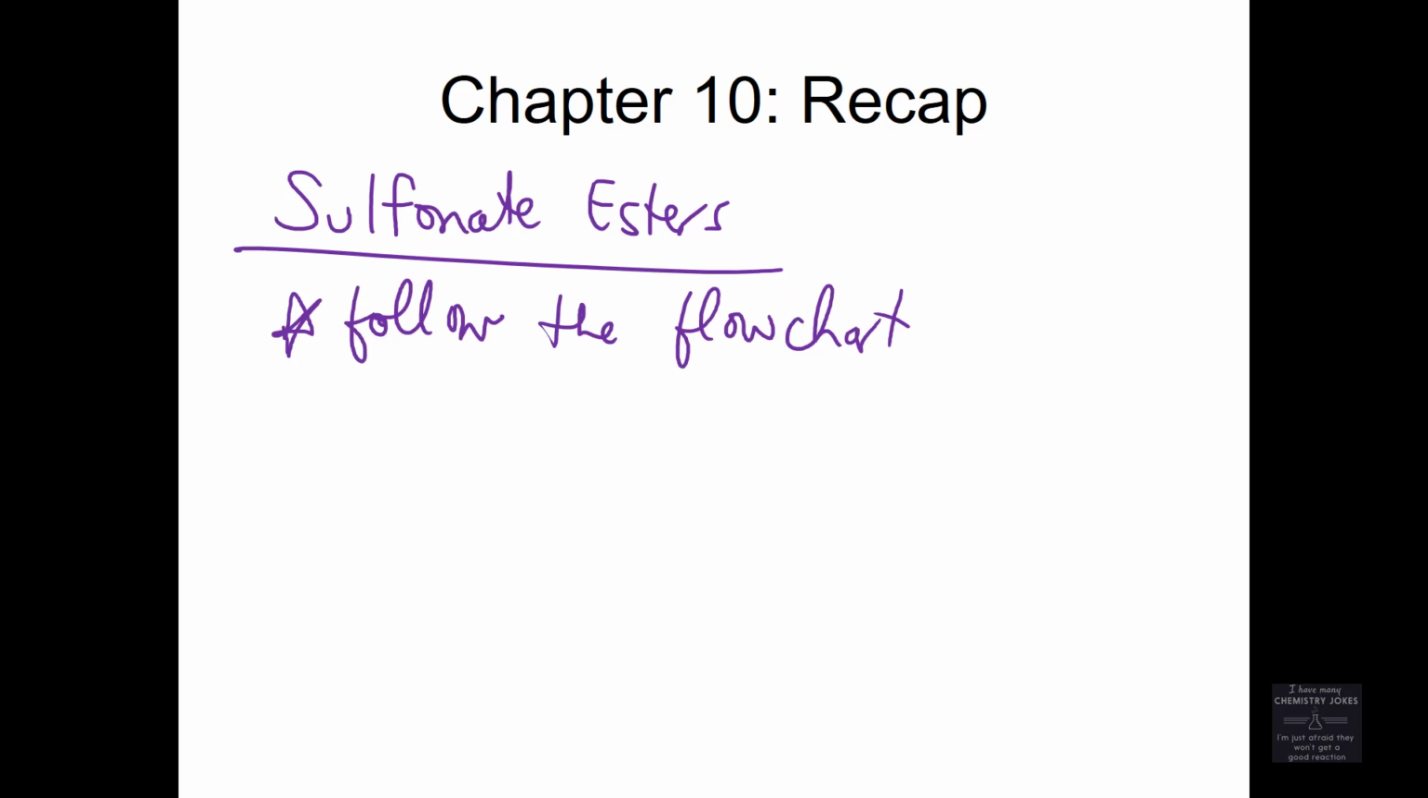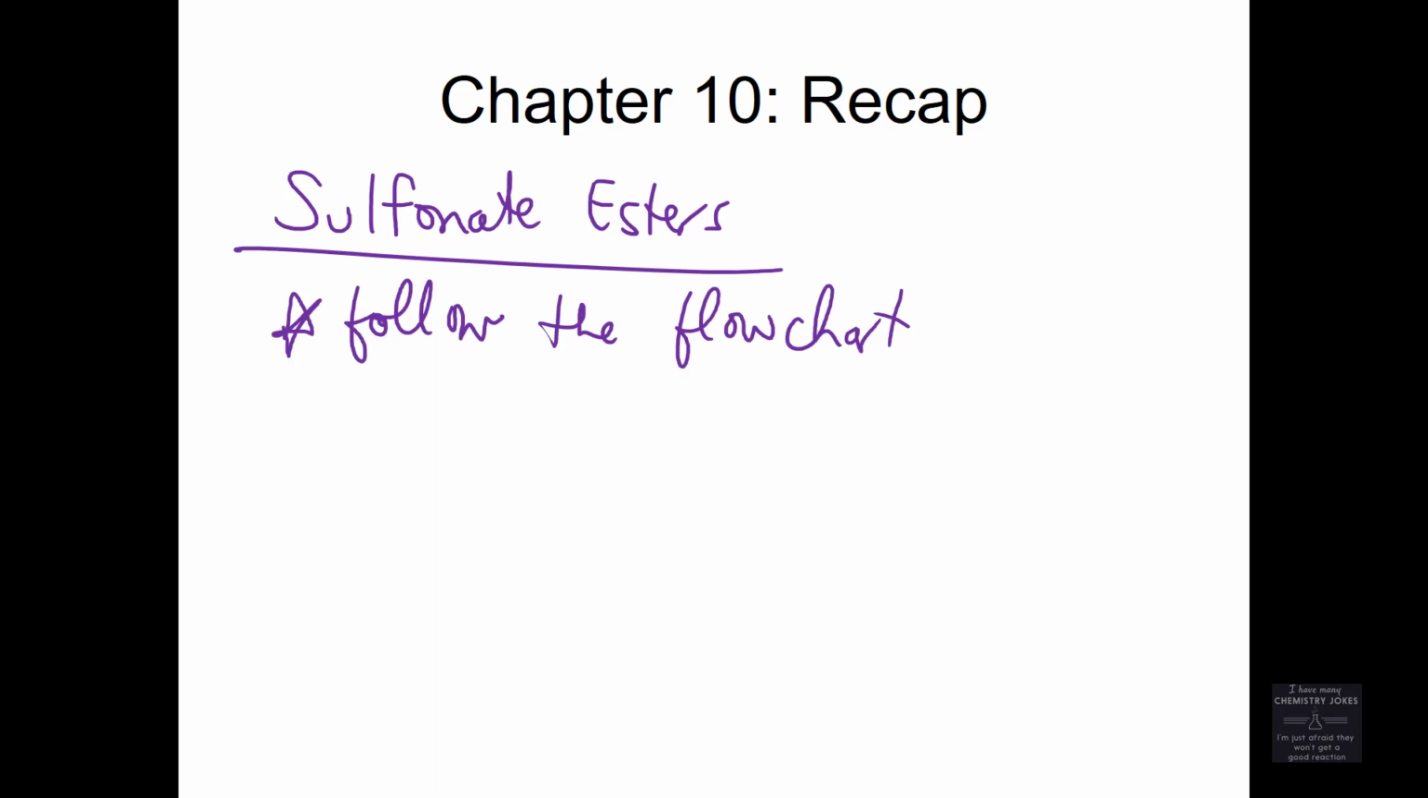Follow the flow chart. What flow chart? The one for alkyl halides that says methyl: SN2. Primary: SN2, almost exclusively. Secondary, strong base? No: SN2. Secondary, strong base? Yes: E2. Secondary, no: SN1 and E1. Tertiary, strong base? Yes: E2. No: SN1, E1.